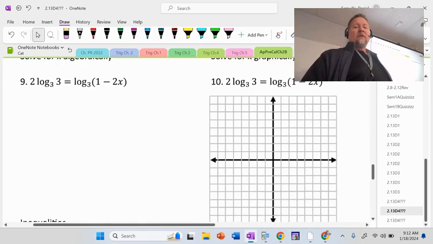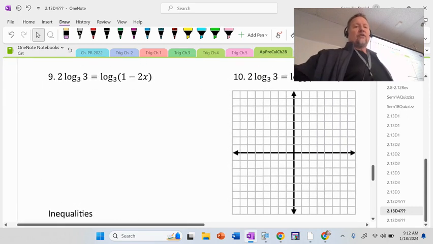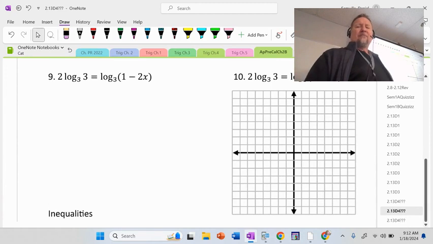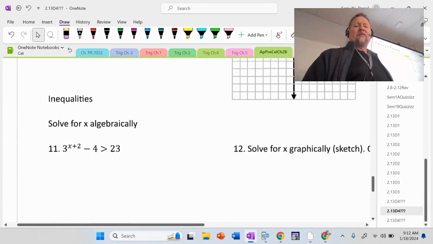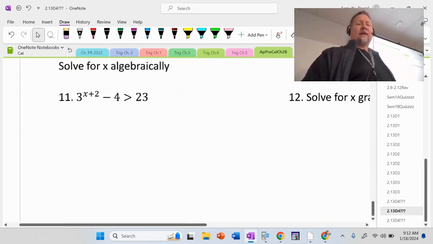Okay, next one. I feel like I skipped this one. I think I did. And you drop the logs. I'll show a better one than this. I don't think I have to do every single one. I did skip that one.